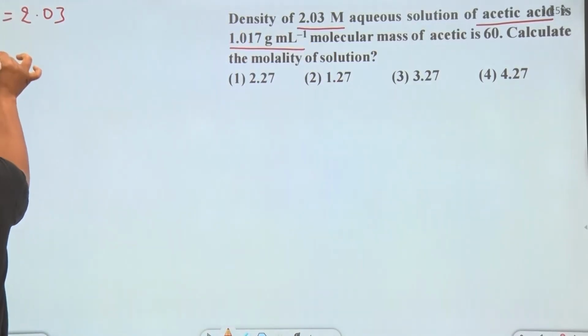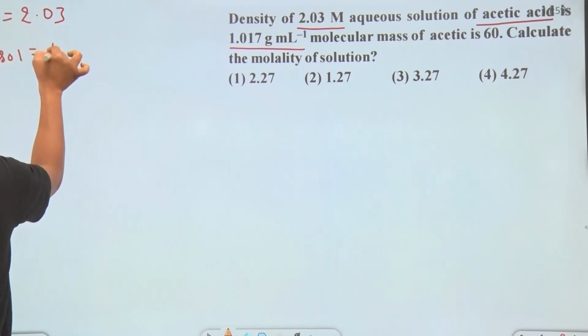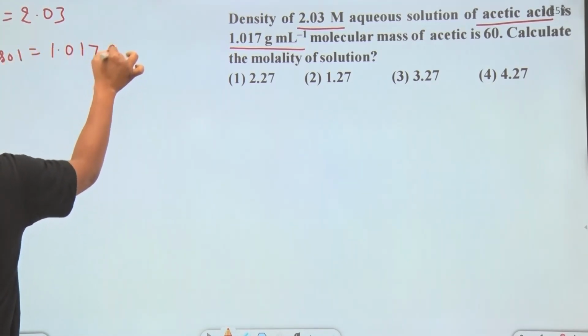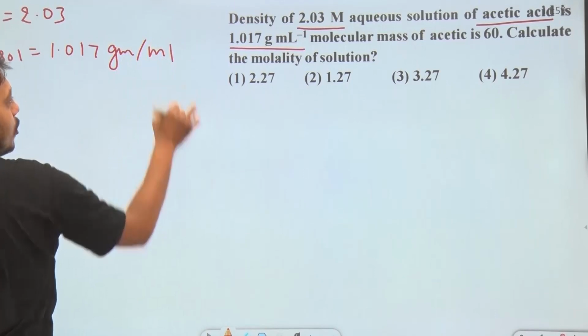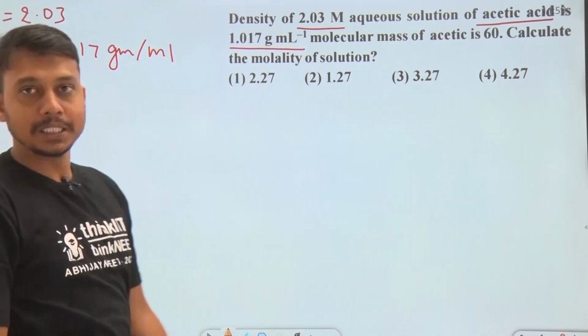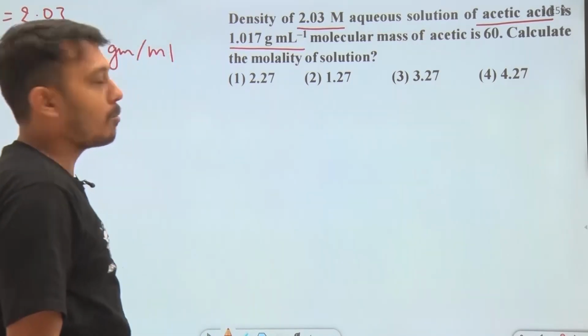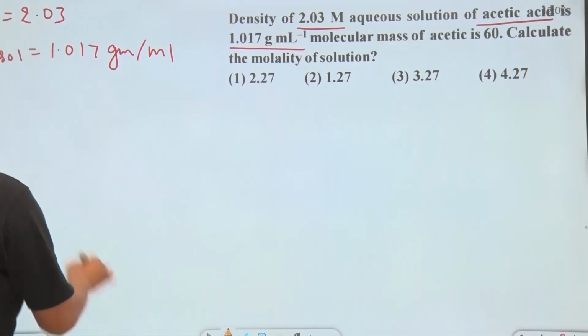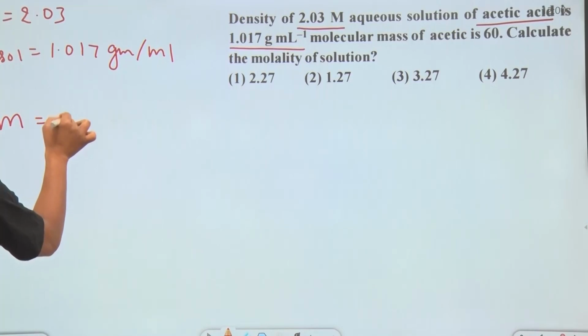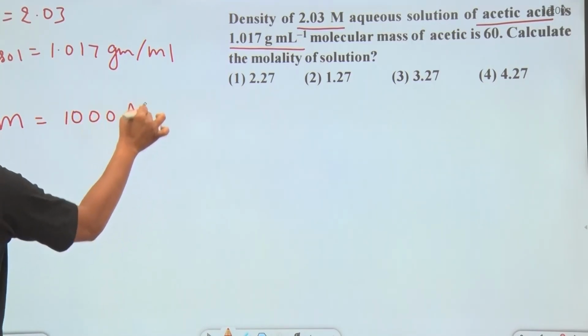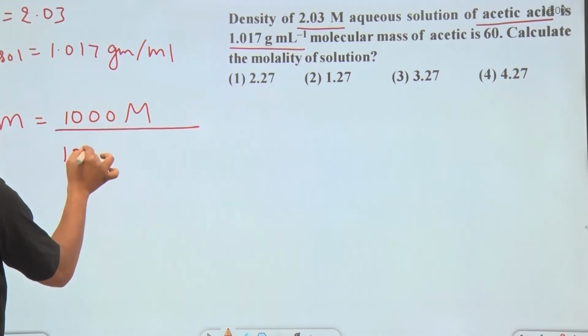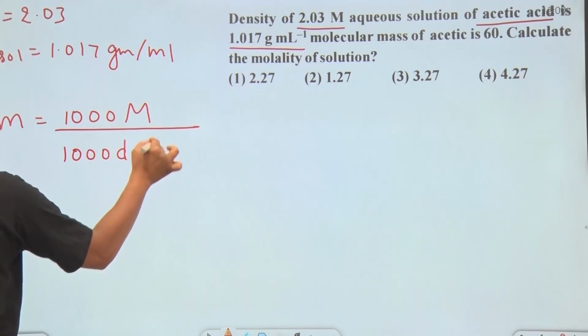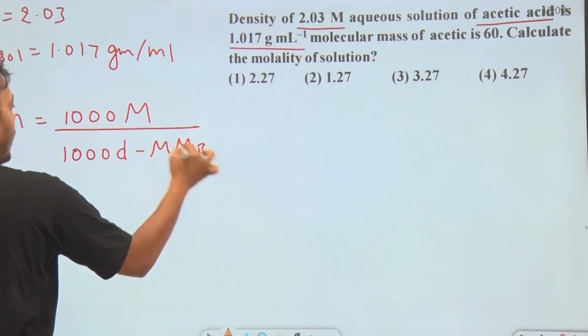So density of this solution is 1.017 gram per ml, and the molecular mass of acetic acid we know it is 60. Now calculate the molality of the solution. Now here we are going to apply the direct relation formula, that is molality is equal to 1000 M upon 1000 d minus M into Mb.